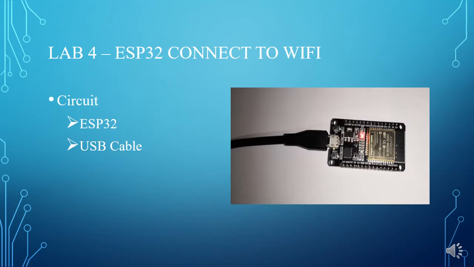So we're going to proceed with lab 4. In lab 4, the first thing we need to do is test whether the ESP32 can connect to the Wi-Fi or not. The equipment needed for this circuit is only the ESP32 and USB cable.